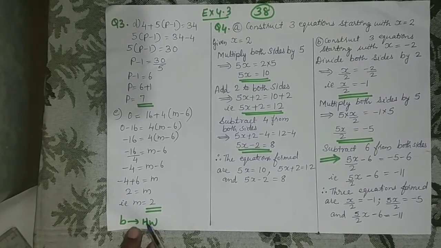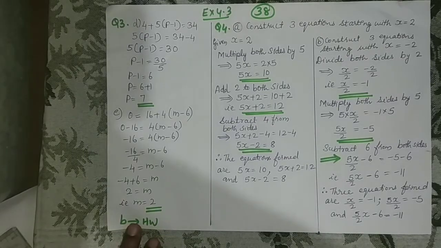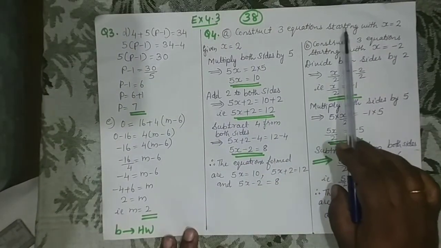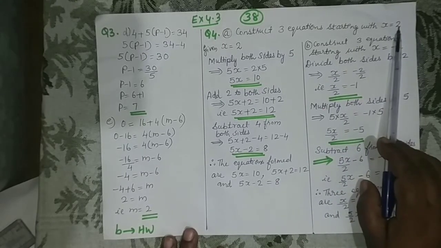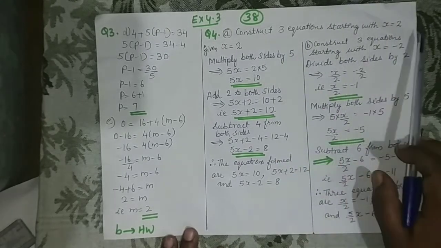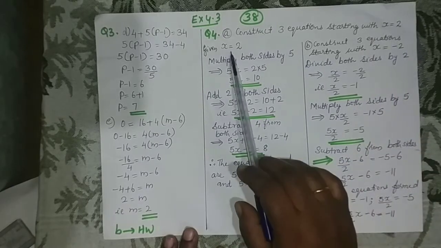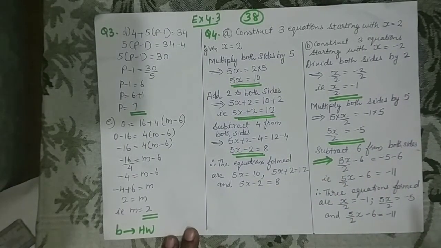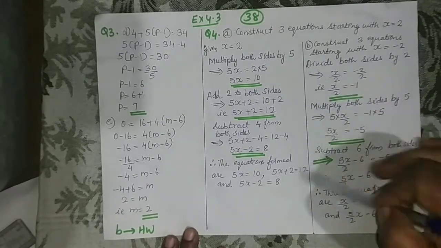Now B you can do as homework. Now question number 4. A. Construct 3 equations starting with x is equal to 2. We have to form 3 equations, but starting from x is equal to 2. If you do any operation on LHS and RHS, that means on both the sides, the value of the equation is not changing. So we are going to form 3 equations.